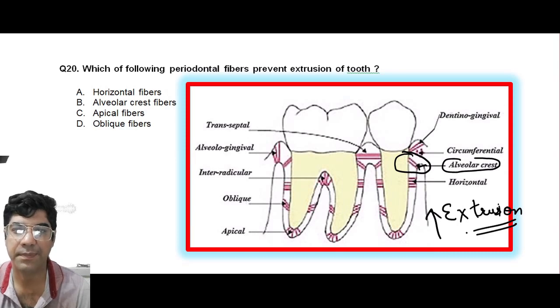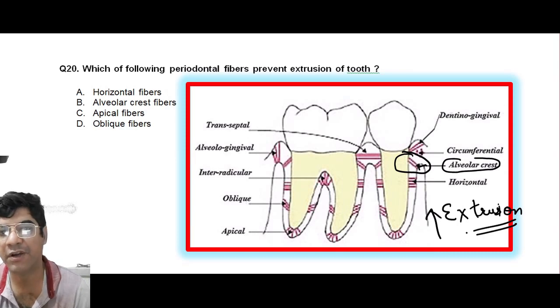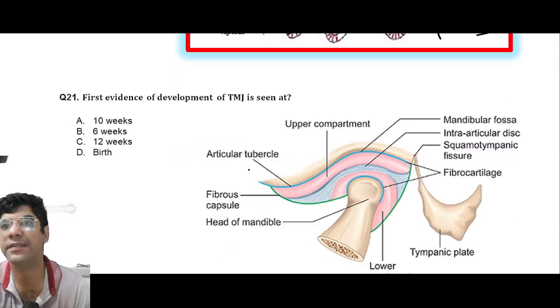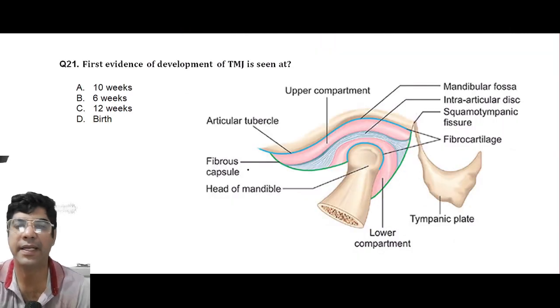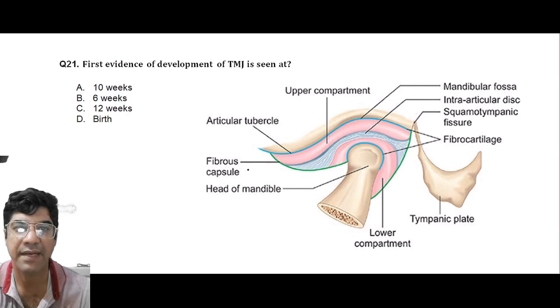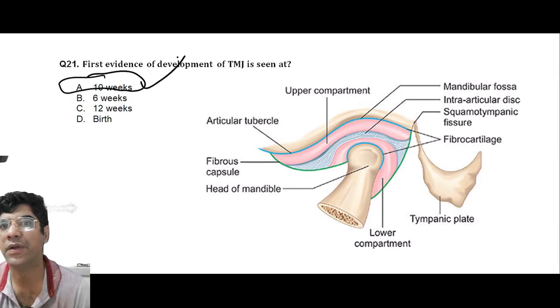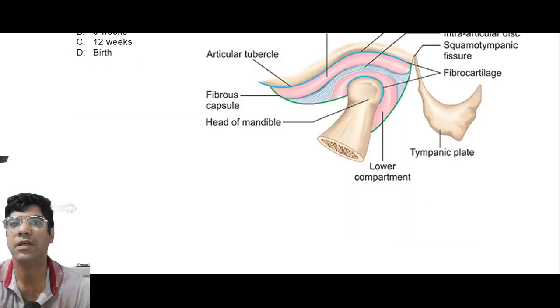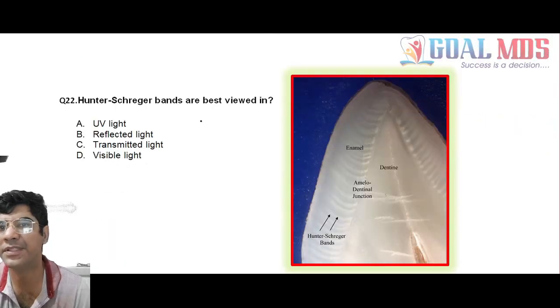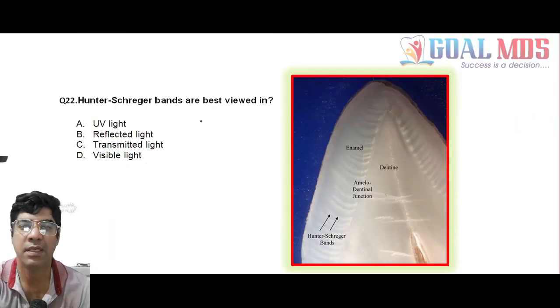They help to maintain the proper positioning of the tooth within the oral cavity by resisting the forces that cause the tooth to move vertically. First evidence of TMJ development is seen at 10 weeks. So remember this. It was asked in your AIIMS entrance exam. Many a times this question has been asked.